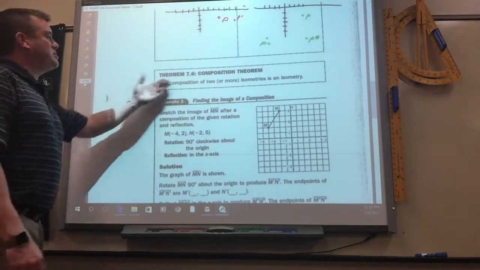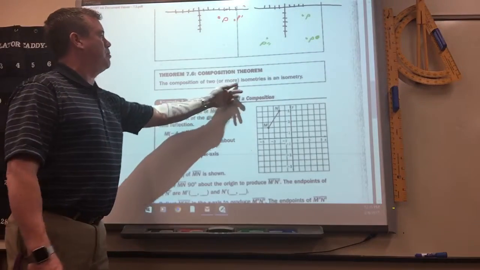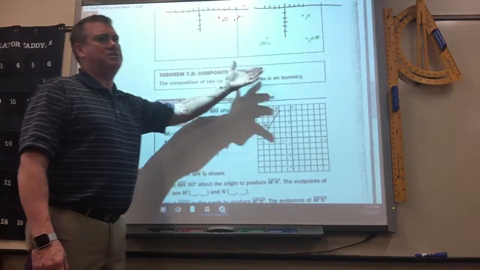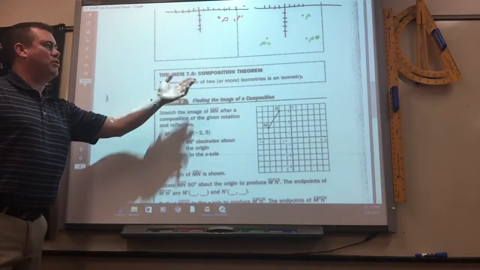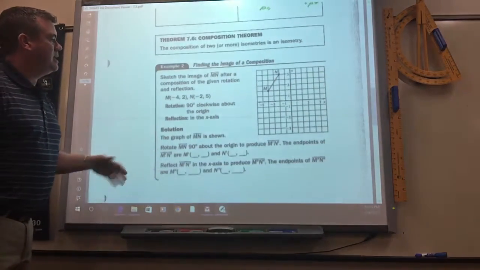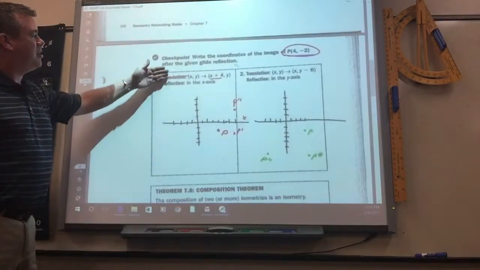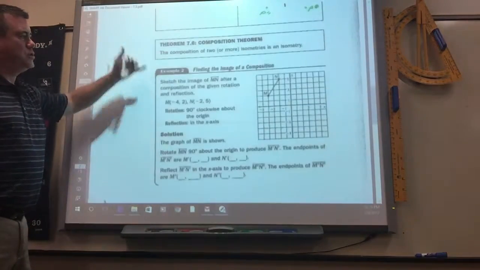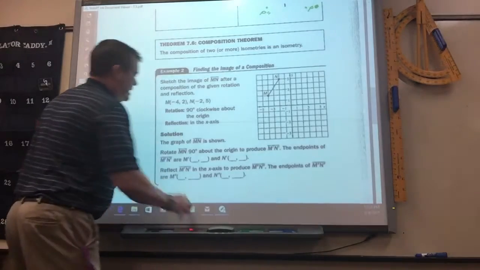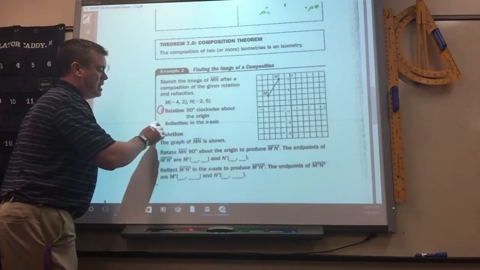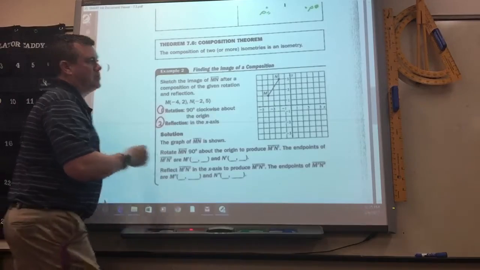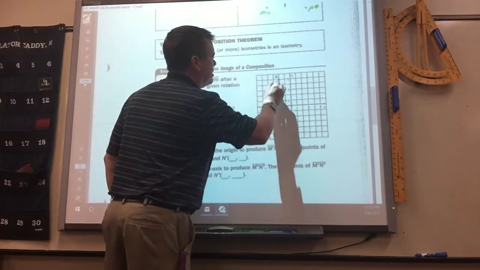Okay, so this is the same thing. The composition of 2 or more isometries is an isometry. That just means when you do two or more things, it's going to stay the same. So these are the same thing as what we did up here, except it's not a glide reflection. You're just doing two other things. Here, first you're going to rotate it, and then you're going to reflect it. So it's just a line segment.